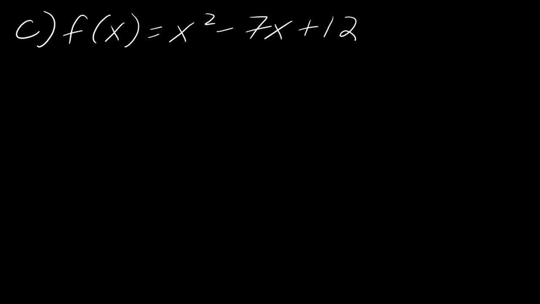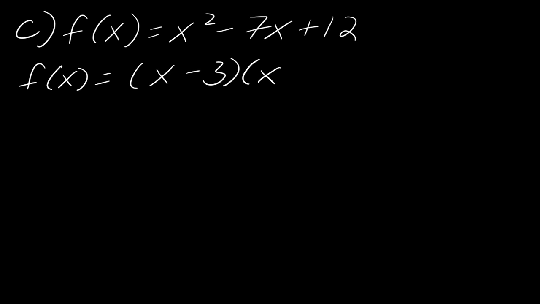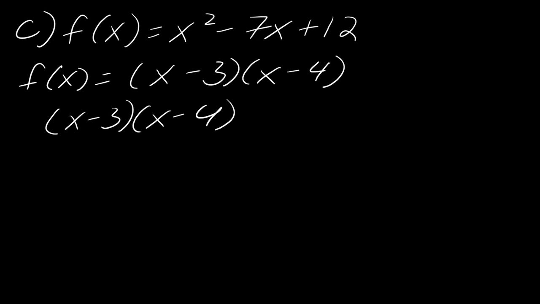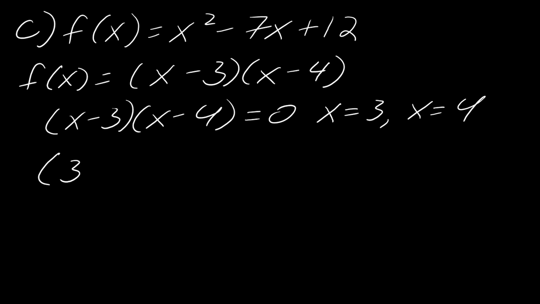Okay, so I'm just going to go ahead and factor this. This factors as x minus 3 and x minus 4. So there are my factors. And if I set x minus 3 and x minus 4 equal to 0, I get that my zeros are x equals 3 and x equals 4. And then my intercepts would be 3, 0 and 4, 0.